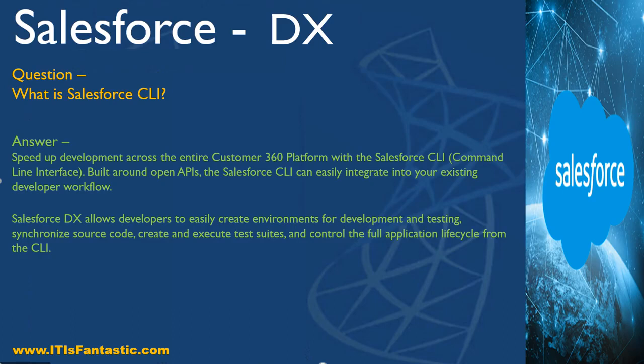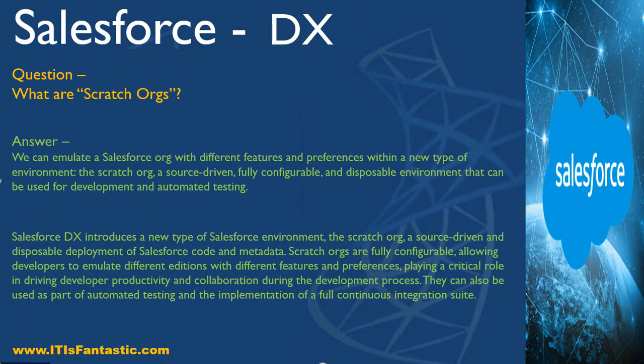What is Salesforce CLI? We speed up the development across the entire Customer 360 platform with the use of the Salesforce Command Line Interface, CLI. Built around open APIs, the Salesforce Command Line Interface, CLI, can easily integrate into our existing developer workflow. What are Scratch orgs? We can emulate a Salesforce org with different features and preferences within a new type of environment, the Scratch org. A source-driven, fully configurable, and disposable environment that can be used for development and automated testing.